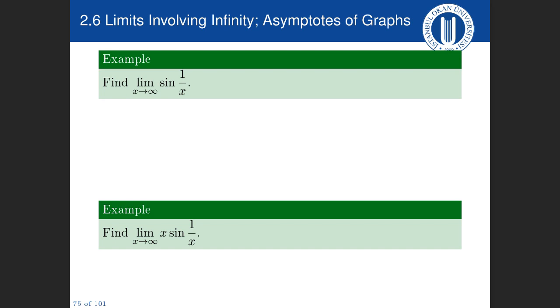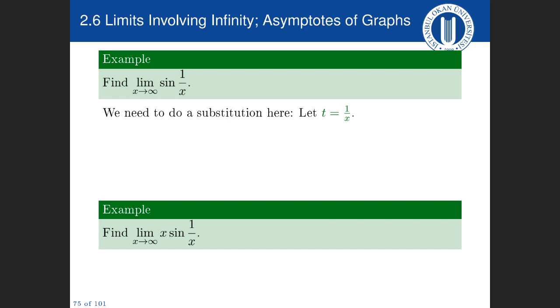I want to find the limit as x tends to infinity of sine 1 over x. And I want to do a substitution here. I want to replace the 1 over x by t. So I would have the limit as x tends to infinity of sine t. But note that when x tends to infinity, that's true if and only if 1 over x, or t, tends to 0 from the right. So I can also replace the x tends to infinity in the limit by t tends to 0 from the right.